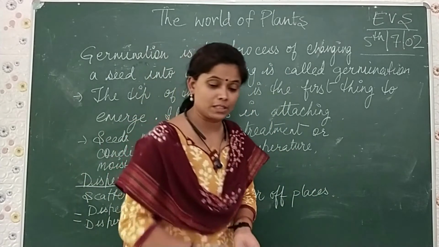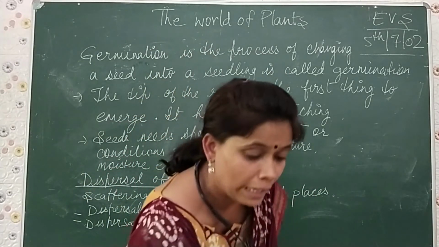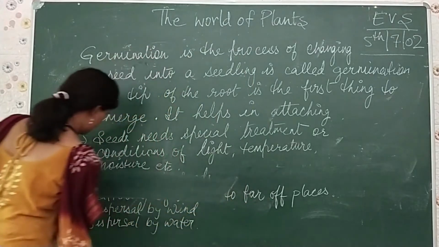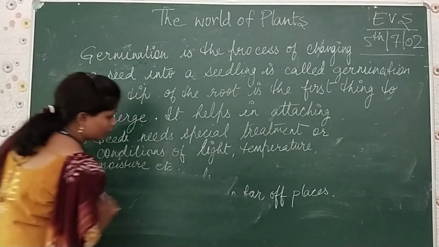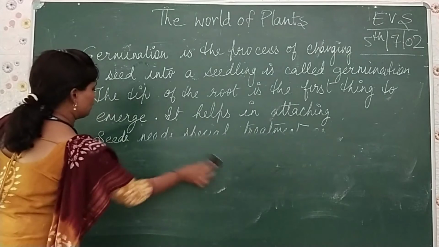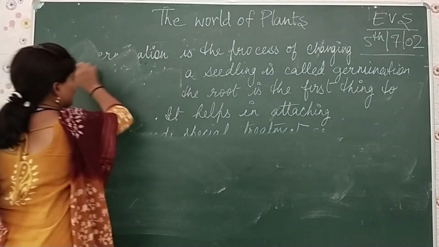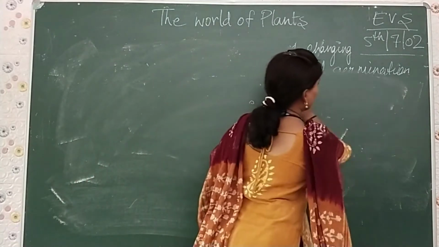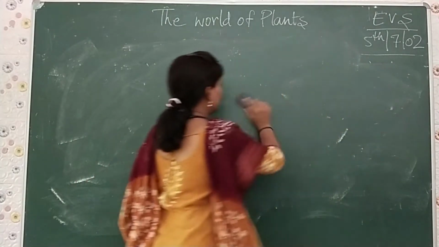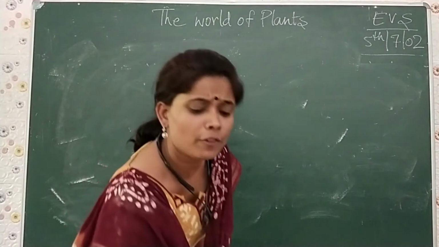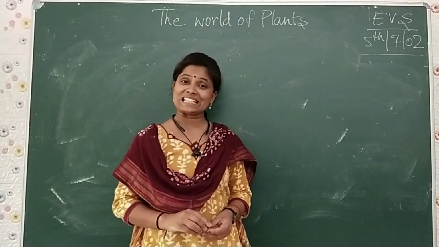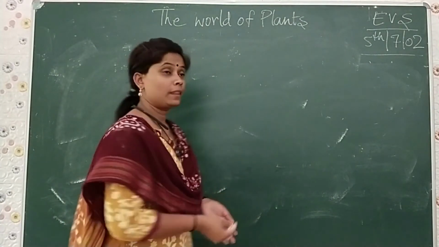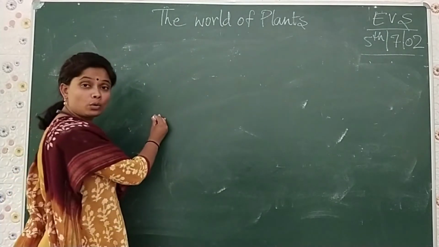The third one is dispersal by animals. Let's discuss that too. We came to know about dispersal by wind as well as by water. Now the time is for dispersal by animals. Have you ever seen parrots eating nuts or chilies, or a cow?